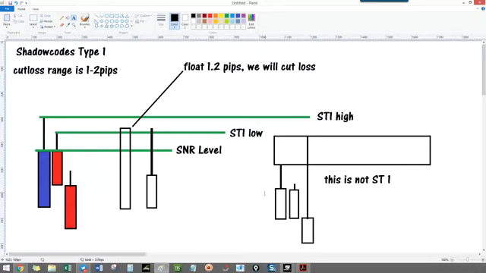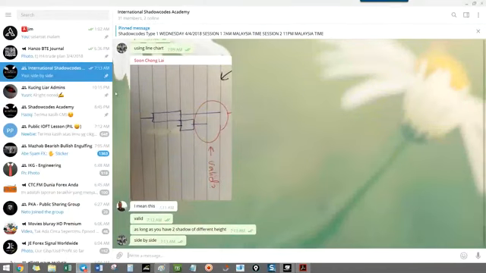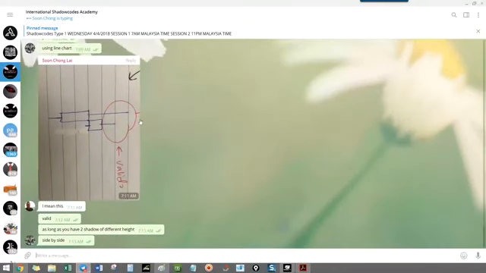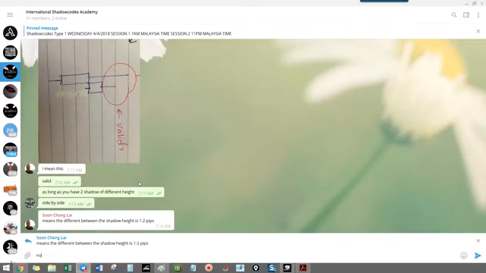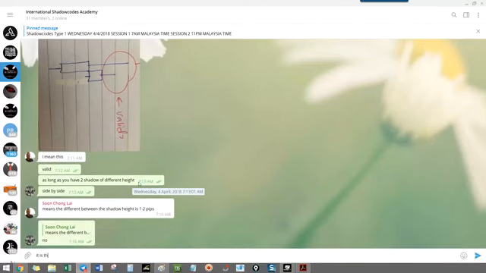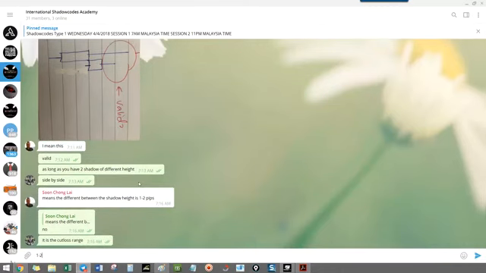So Shadowcode type 1 is actually for sniper entry or to manage your account, which means you do not want to float. When you float, if you cut loss about 10 pips, you will lose a lot of money. So I would rather lose a small amount of money compared to losing a lot of money. The difference between the shadow heights is the cut loss range, 1 to 2 pips.